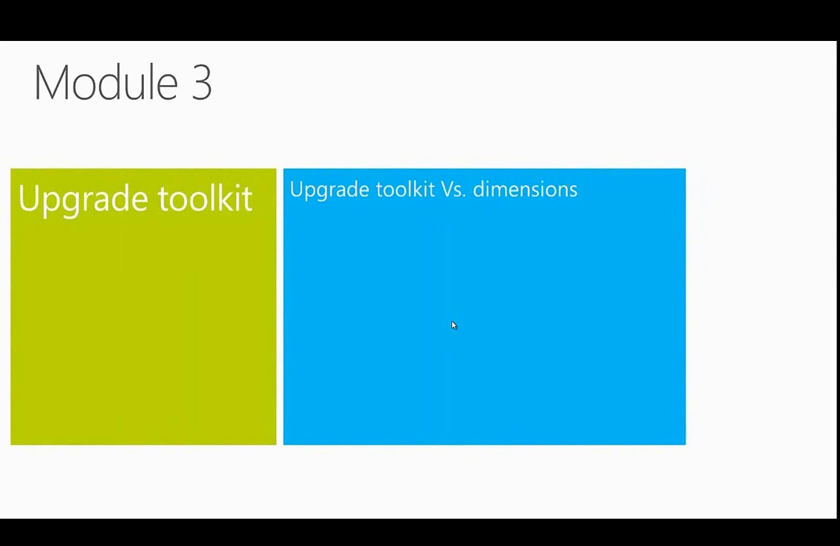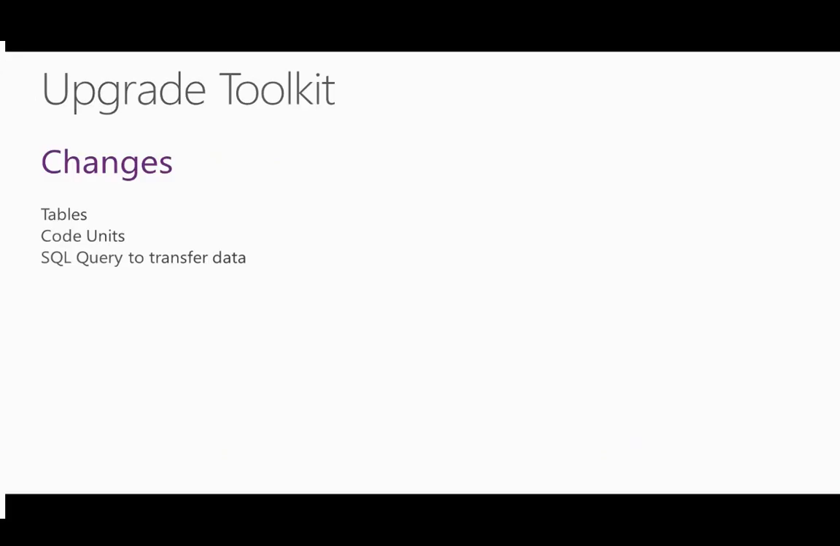Upgrade toolkit versus dimension. As you know, the upgrade toolkit is the tool that allows partners to move a customer database from an old version to a newer one. If you need more information about the upgrade toolkit, please refer to the upgrade toolkit guide. To fulfill the design change made in dimension, we need to make some changes in the upgrade toolkit.